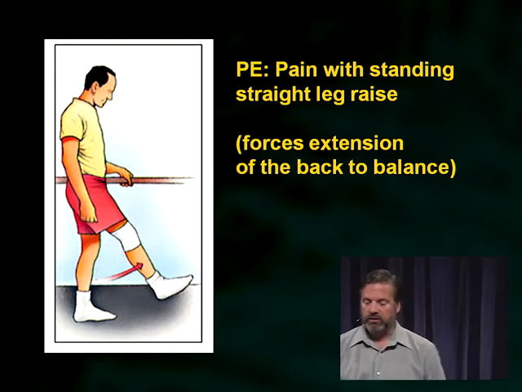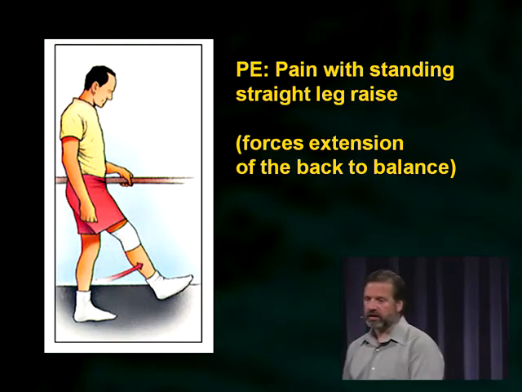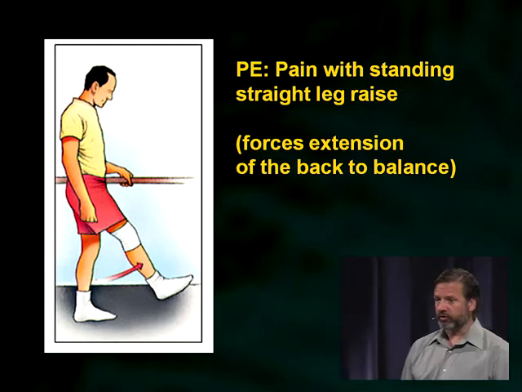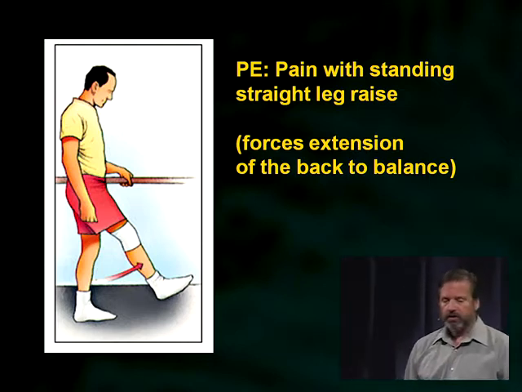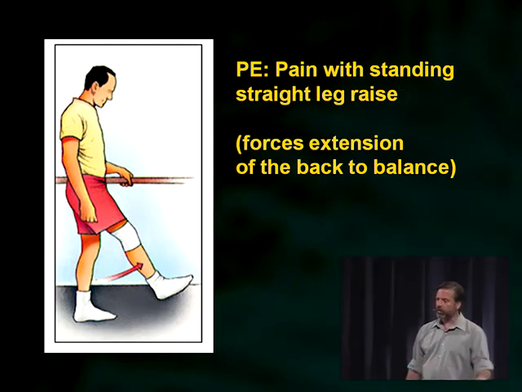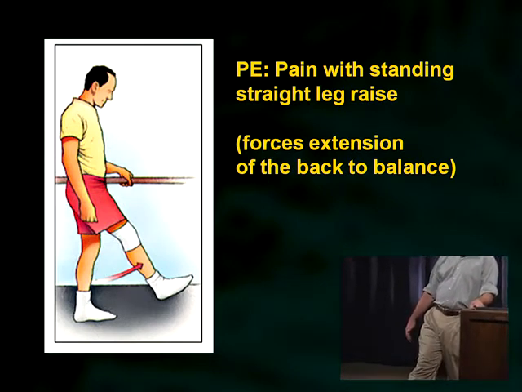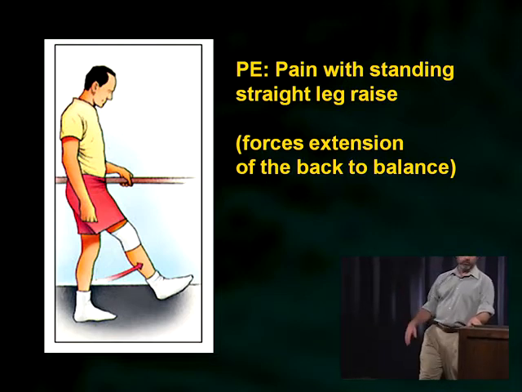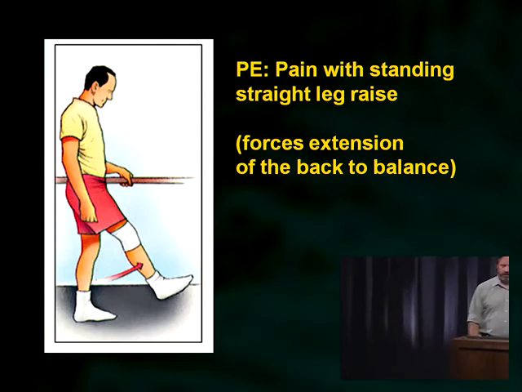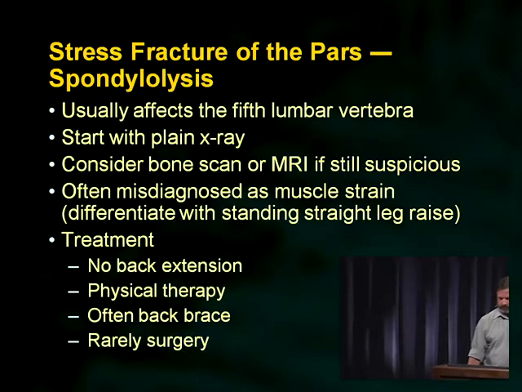And one of the easy ways to test for it is just do this standing straight leg raise. What that forces the patient to do, if you have them stand holding a rail or the wall and you have them hold their leg out, is compensate by hyperextending your back to balance yourself so you don't fall over. And what that does is provoke the pain.